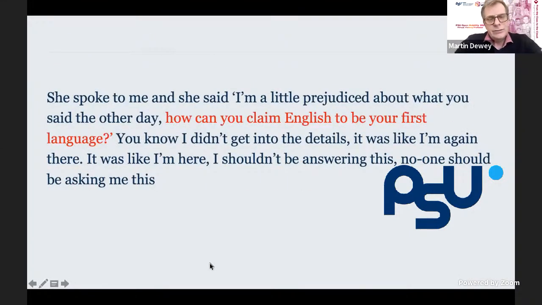Right. She also talks about an experience she had whilst at university in London. So one of the students on her course at university said, I'm a little prejudiced. So this is the other student talking to her. I'm prejudiced about what you said the other day. How can you claim English to be your first language?